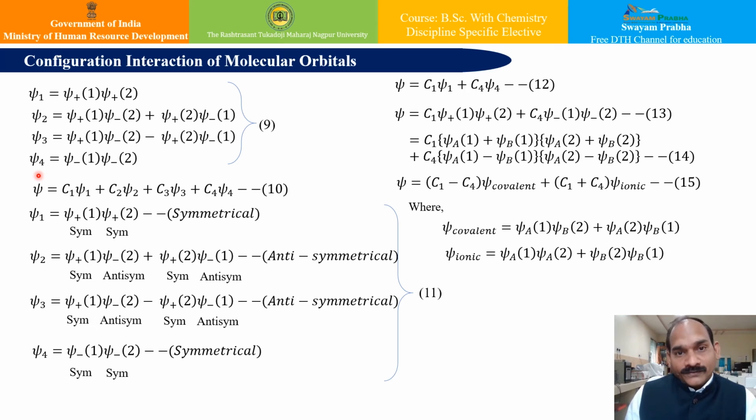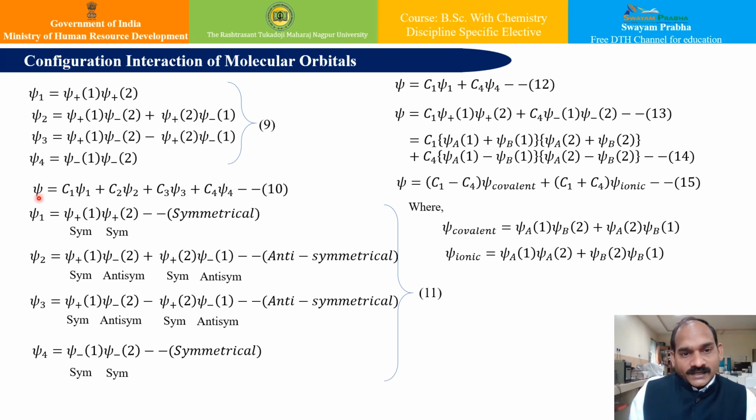Thus, in a configuration interaction, we write the improved wave function by this particular part, that is equation number 10, where these coefficients C1, C2, C3 and C4 are determined by the variation method, wherein we approximate some function and then minimize the energy function with respect to these C1, C2, C3 and C4. Then after equating the differential of energy with respect to C1, C2, C3 and C4 to zero, we get secular equations, and then we can solve these. This process we have seen in the variation theorem.